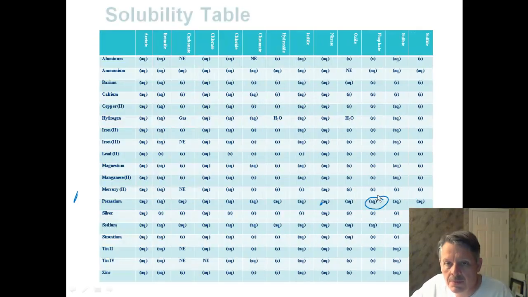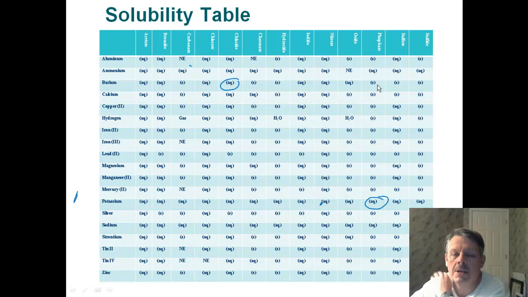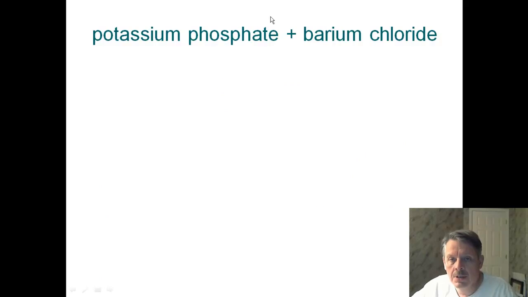Potassium phosphate, and barium chloride. All right. So we come up to barium, and we look for chloride, chlorate, chloride, and they are both aqueous. So now we come over here and let's look at what our products are going to be. And they're going to switch partners. So the barium is no longer going to be with the chloride. The potassium and the barium are switching places.